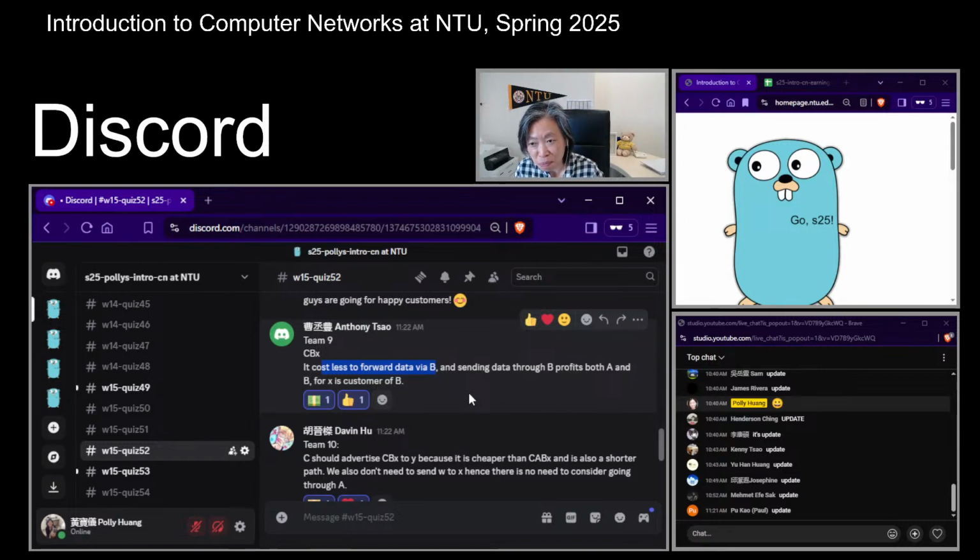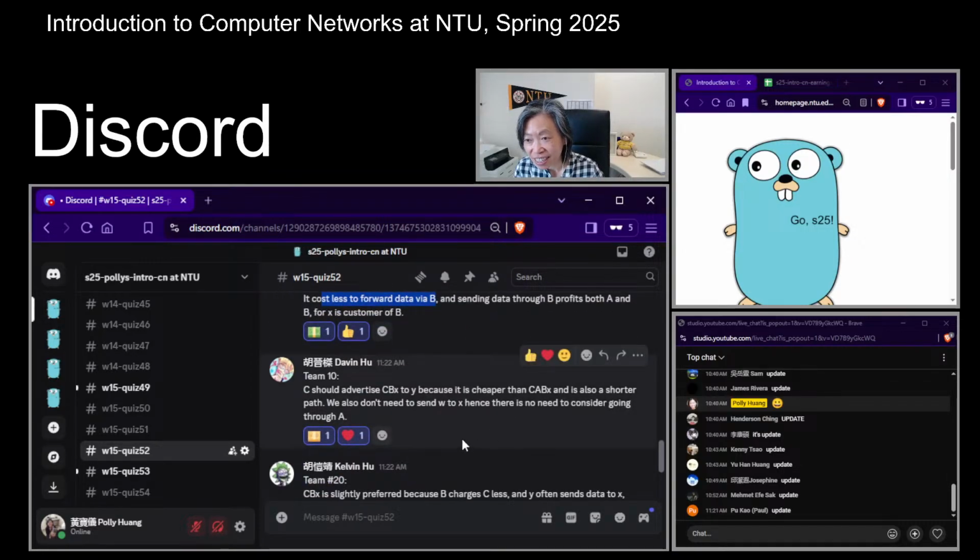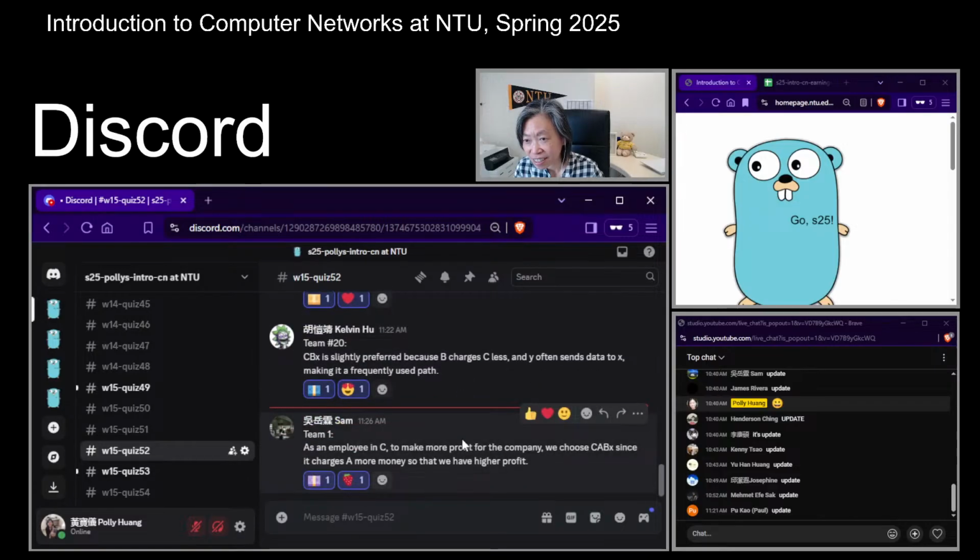Yeah, I think there's probably some sort of confusion here. Guys, do you understand what Polly is saying? Yeah, sorry, I was not seeing this. Yeah, many of you say that you send CABX. It charges A more. Okay, Team 1. Team 1 is then correct. Choosing CABX because C charges A more, and this is the right way to earn more money for higher profit. Very good.